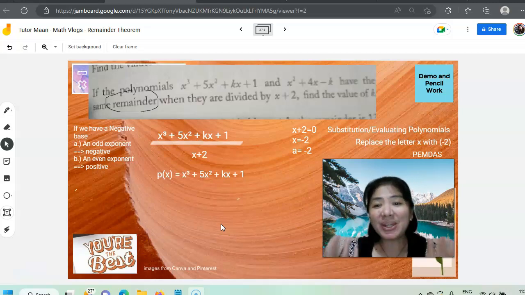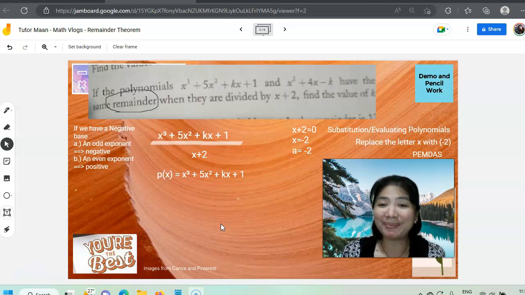In this video lesson, we are going to appreciate a very beautiful math called the remainder theorem. When is this remainder theorem very useful? Let's apply it to this book exercise, to this problem.